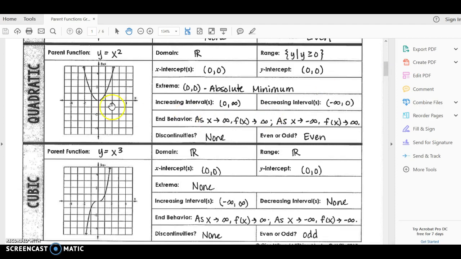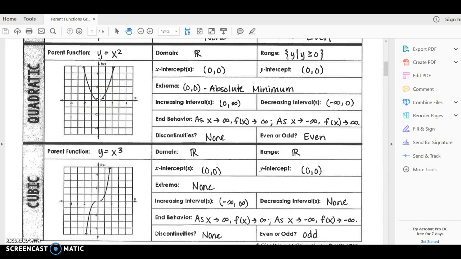All right, quadratic should be anything to the x squared. Anything to the second power is a quadratic, okay? This is your parent function because it has a coefficient of 1 and it's not moved vertically or horizontally. So your parent function goes through the origin, y equals x squared, okay? Domain all reals, y is everything greater than or equal to 0, just like the absolute value. Your x and y intercepts, again, are at 0, 0.